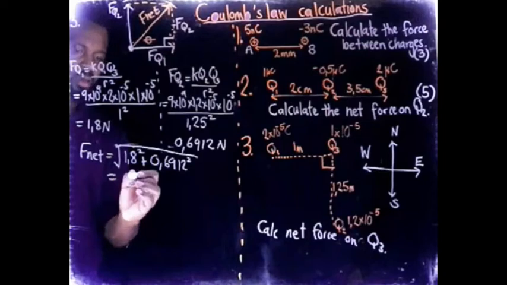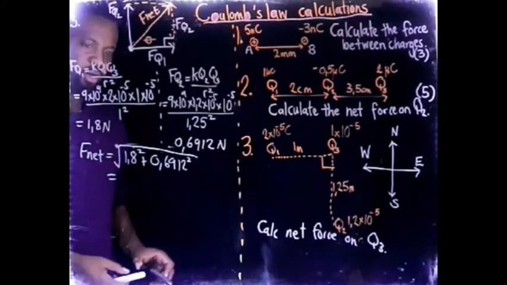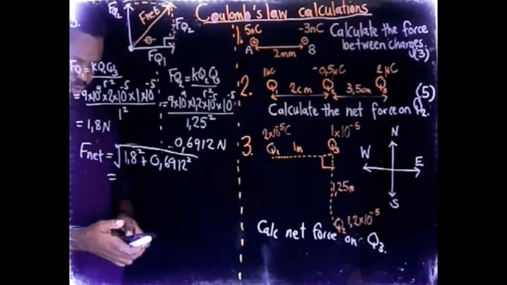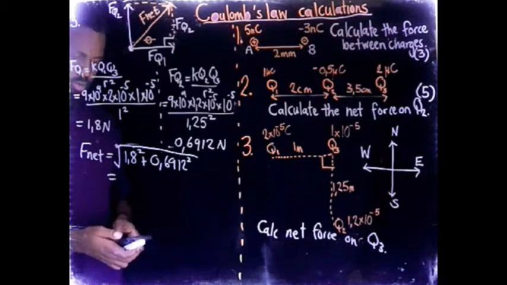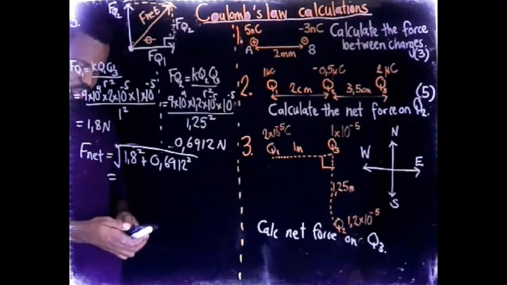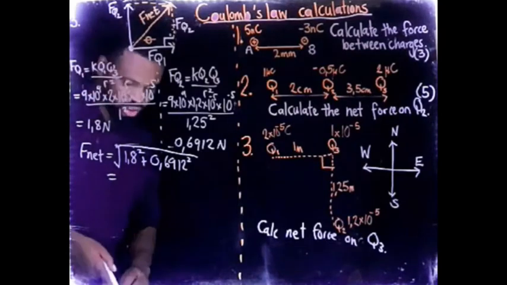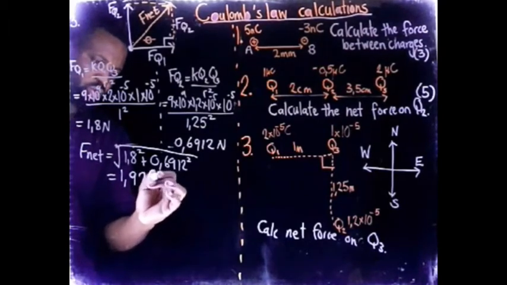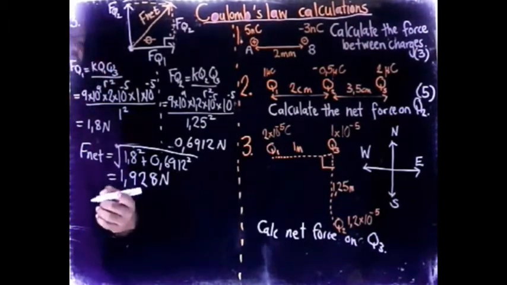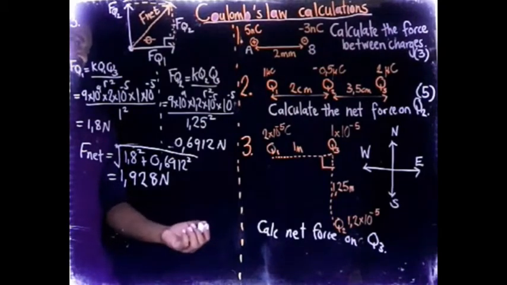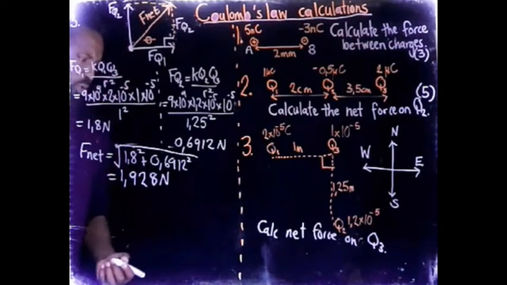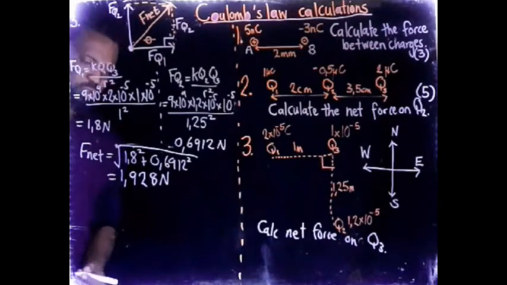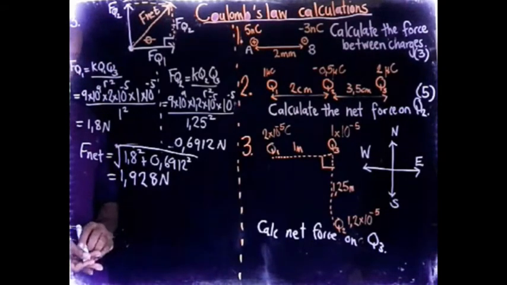Okay. So from then on, square root of 1.8 squared plus 0.6912 squared, 1.928 newtons. 1.928 newtons. I can round off to 1.93. Fine, it's fine. I can leave it as 1.928. Fine. Okay. Now I've got the net force.